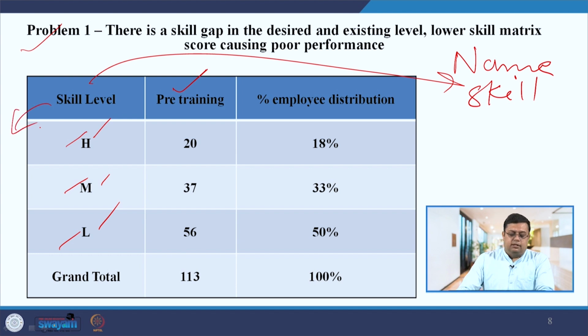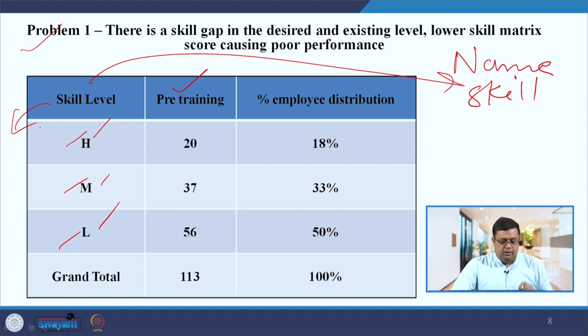If I ask you, skill level high, medium, low, for which skill, for which department? So here you can add two more things: department. If you don't want to add a department and want to give organization-level data, then at least add the skill. You might have done the benchmarking for this organization, the desired level of various skills. So write the name of the skill, and then see what the existing level of skill in the employees is.